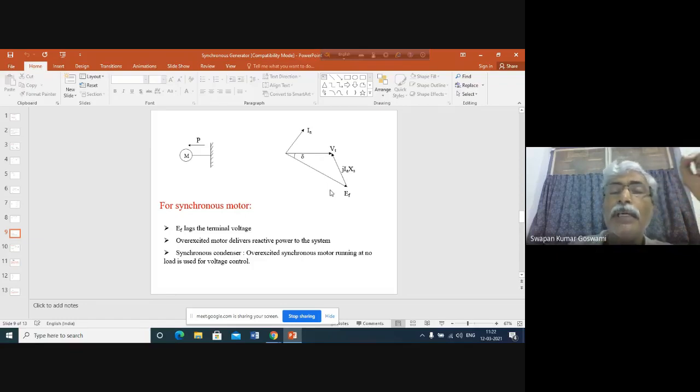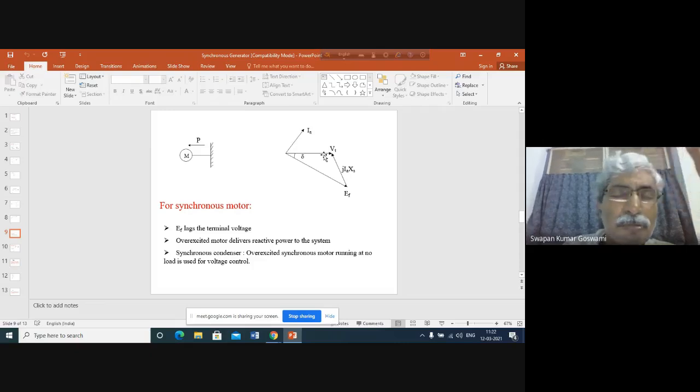We have seen that we have defined overexcitation or underexcitation depending upon the value of EF cosine delta. How much is EF cosine delta with respect to VT? Now here you see that EF cosine delta is exceeding VT. Okay, EF cosine delta is greater than VT. That means when EF cosine delta is greater than VT, we say that this is the condition of overexcitation. It will be normal excitation when EF cosine delta becomes equal to VT.